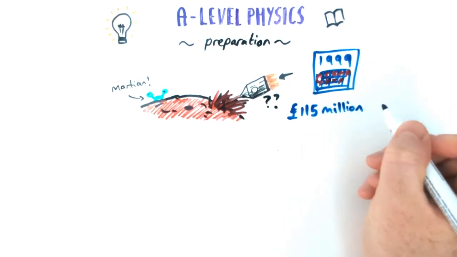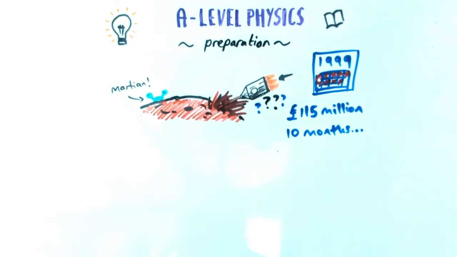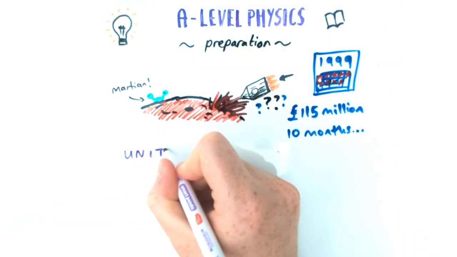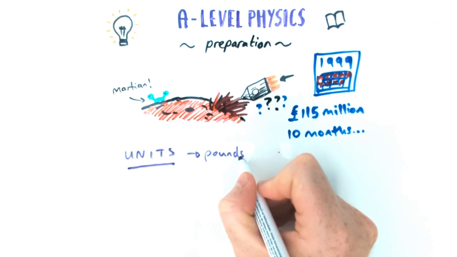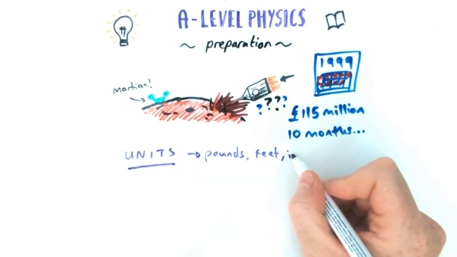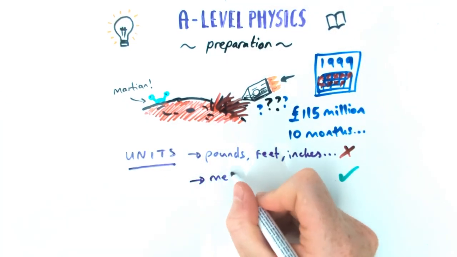Now, what caused it? Well, it's not due to a lack of funding. It was £150 million, a lot for 1999, and it had been travelling for 10 months without an issue. Now, what had happened was to do with units, and that is what today's video is about, the importance of using correct units. Now, imperial units such as pounds, feet, and inches are not good ones to use when we're talking about international collaboration in science, and this is what happened with the rocket.